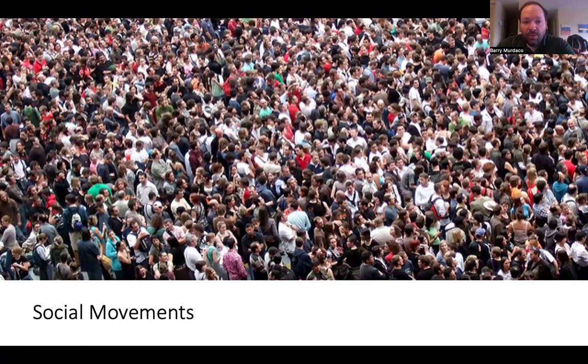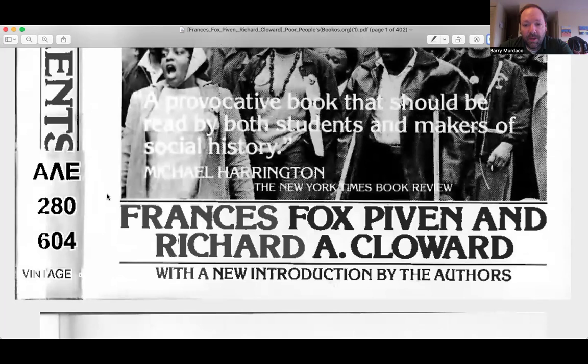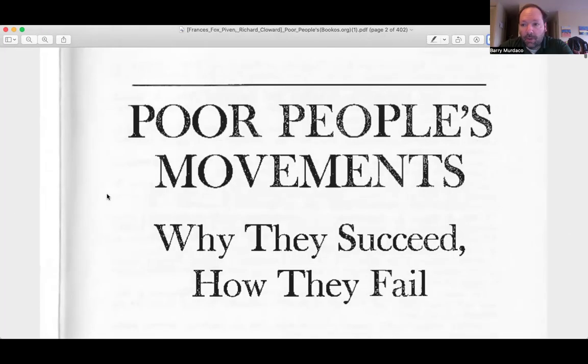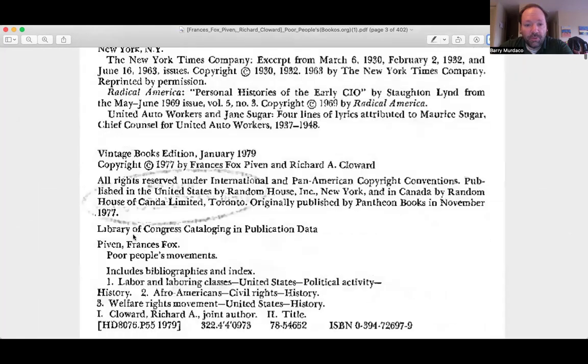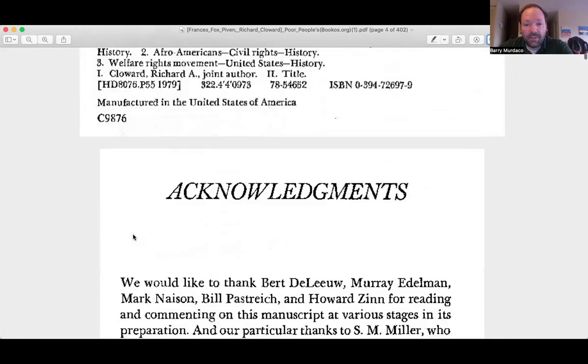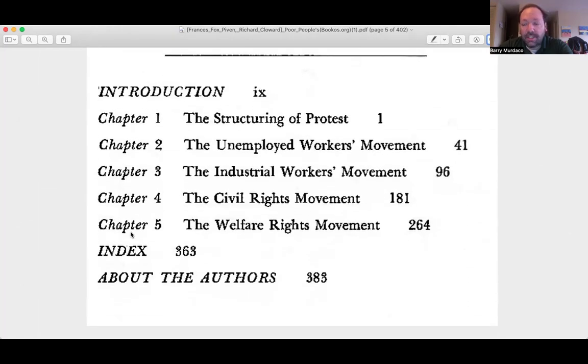To do that, I think it's important to have a pretty good understanding of what social movements are, what they do. Now, I'm relying pretty much on this text here, "Poor People's Movements" by Frances Fox Piven and Richard Cloward, which of course was part of the assigned readings for the class. It's a somewhat older book written in the late 1970s, but still considered to be an authoritative text even now. It's a fairly long book.